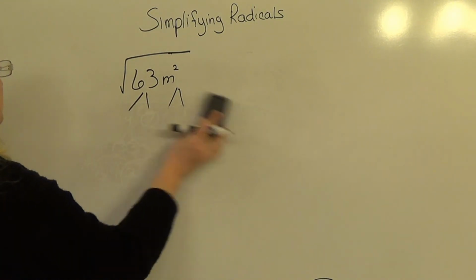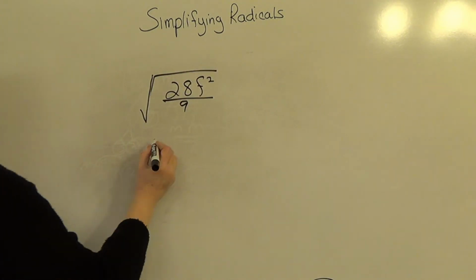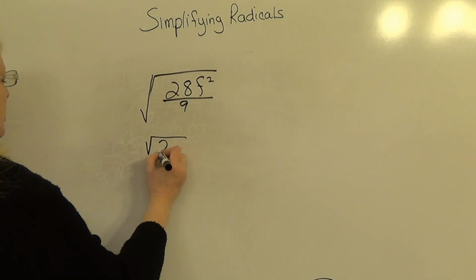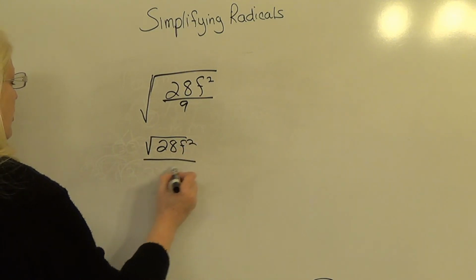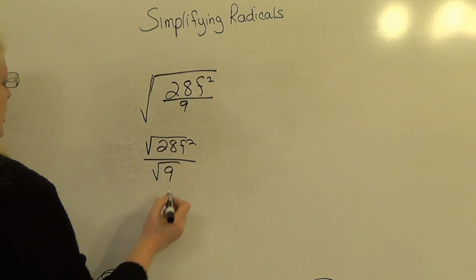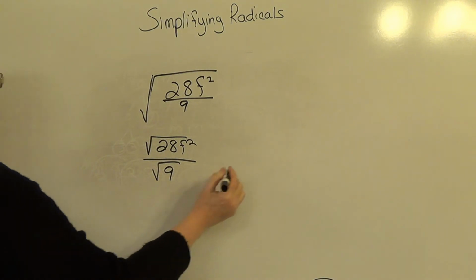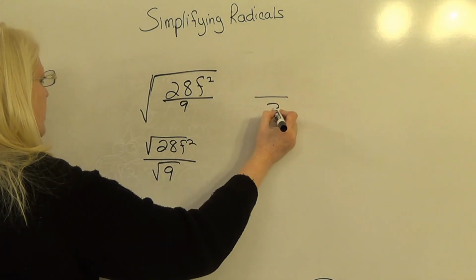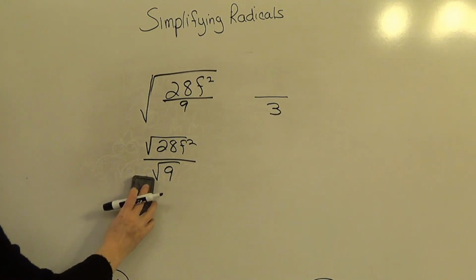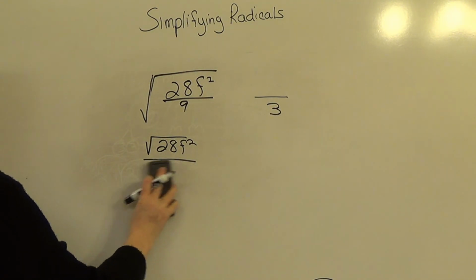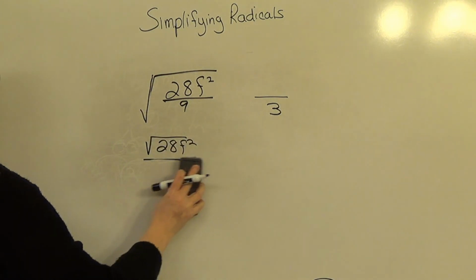One more. In this problem, again, let's break it apart. So we have 28f squared over the square root of 9. Well, we already know that the square root of 9 is 3. So I'm going to put my answer for my denominator there, and we're done with this part of it. So we got the denominator is 3.